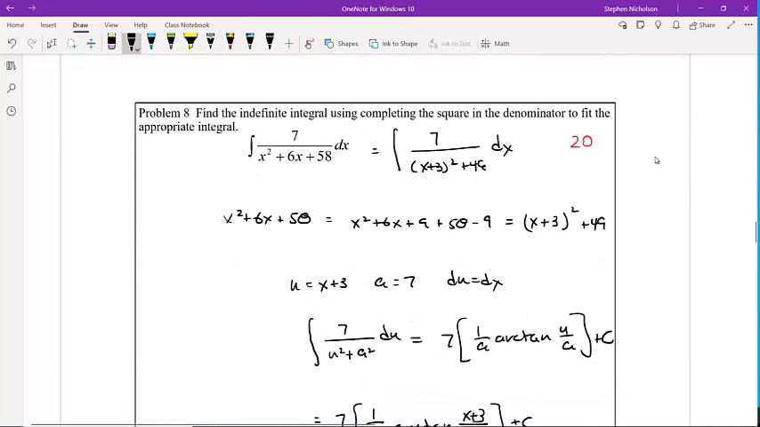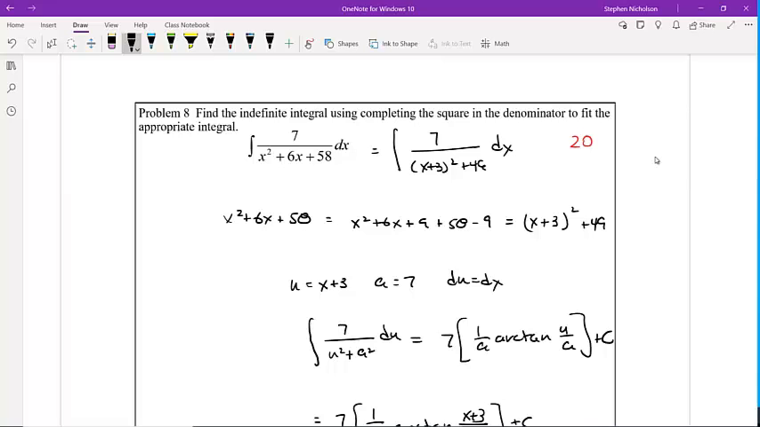Next one, I said, find the indefinite integral using completing the square in the denominator to fit the appropriate integral. So this doesn't fit anything, but u squared plus a squared fits the arctangent. So you take the denominator and you add 9, subtract 9. So you take half of 6, which is 3, squared, which is 9. So you add 9, subtract 9. So these three terms can be rewritten as a complete square. 58 minus 9 is 49. So the original integral becomes this one.